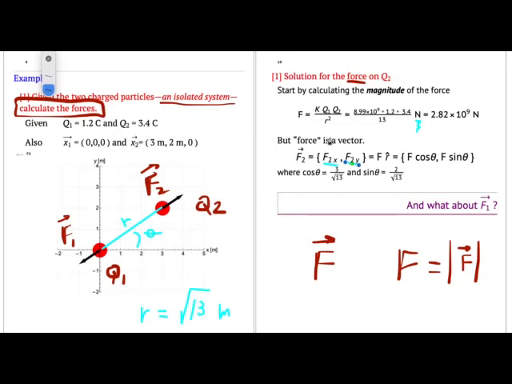That's half of the problem, because the problem says calculate the forces. Well, that's one of the forces. What about the other force, F1? You really don't have to do the calculation over again for F1, because you know F1 is negative F2. That's Newton's third law.